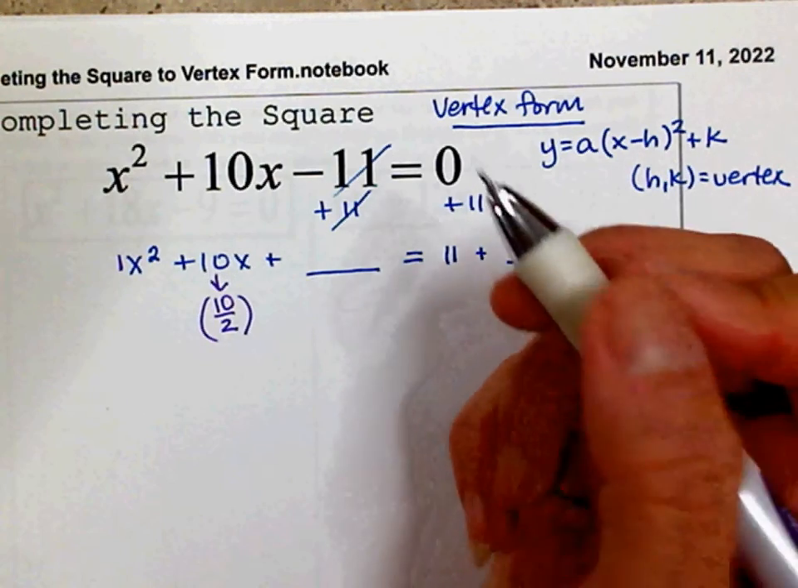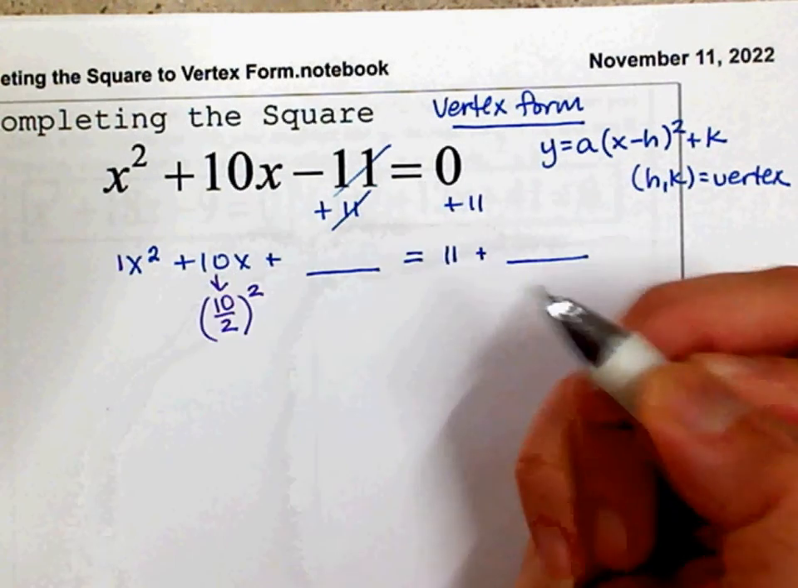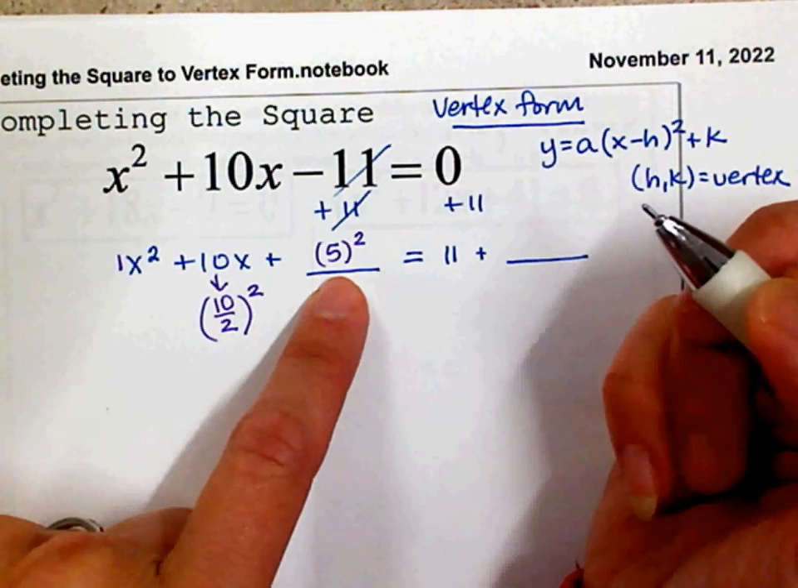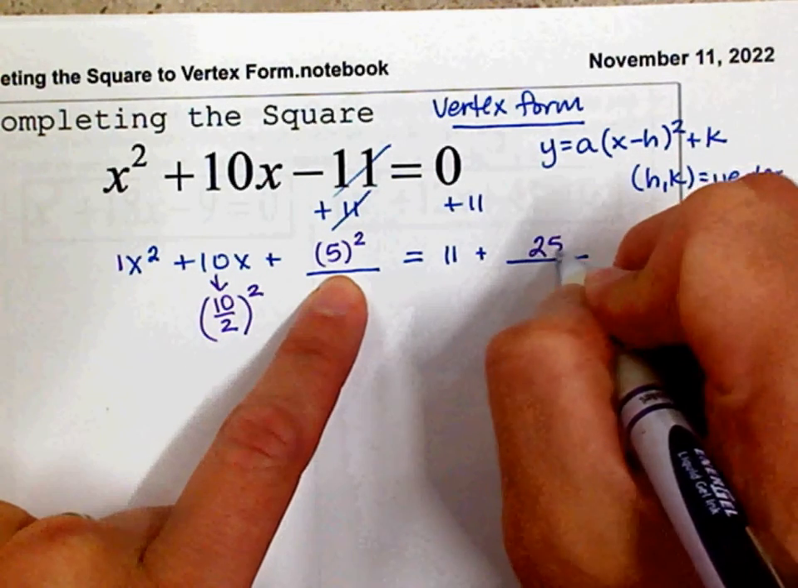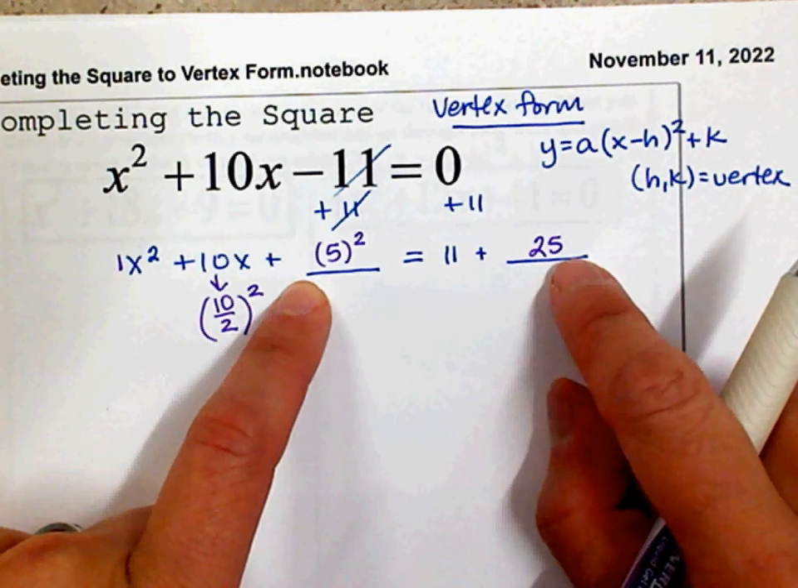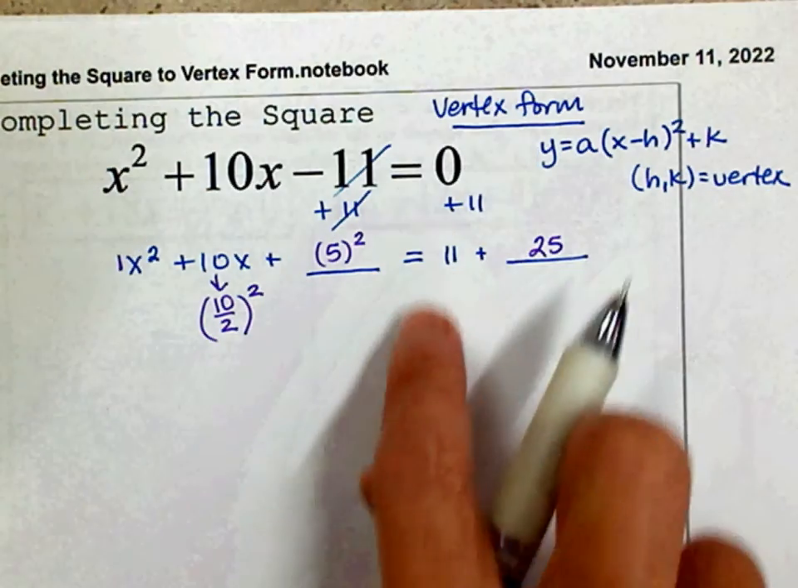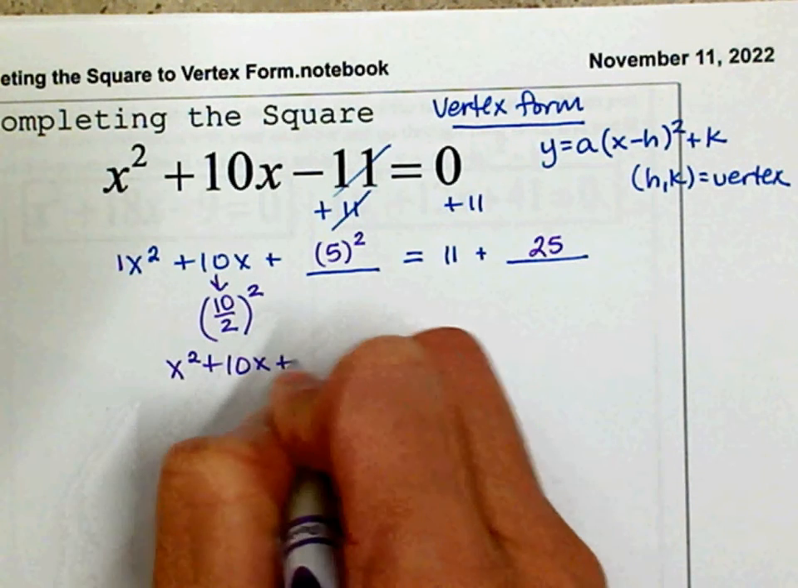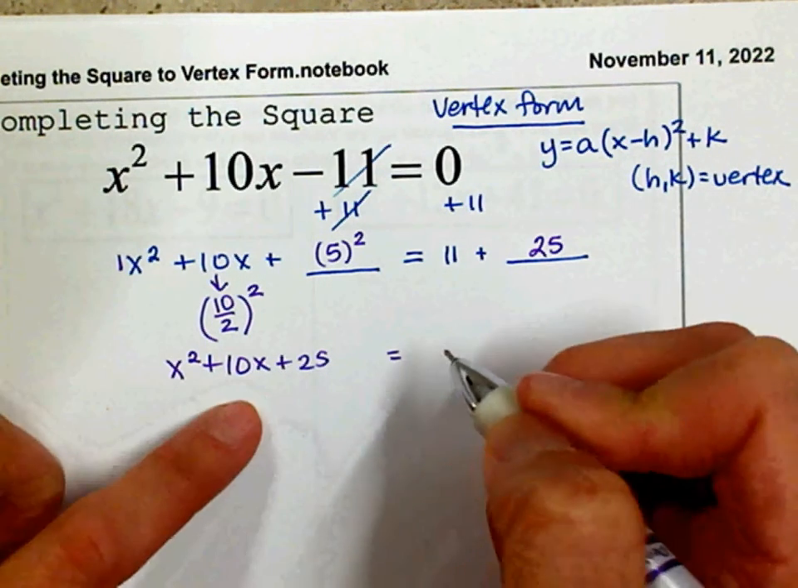What's half of 10? 5. And you're going to square it. So this becomes 5 squared. What is 5 squared? 25. Because what you do to one side, you have to do to the other side. Okay? Keep this equal the same. So now you have x squared plus 10x plus 25. And you don't need to write this part. Give me just a moment.